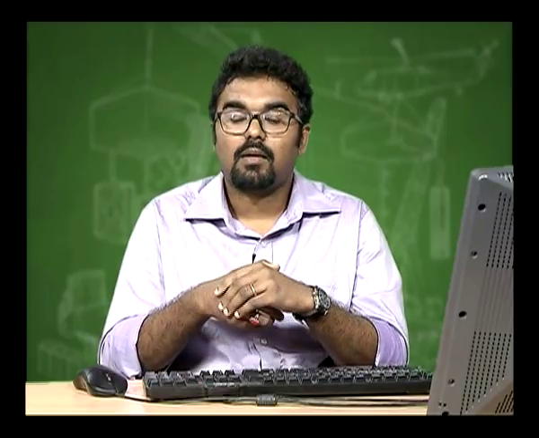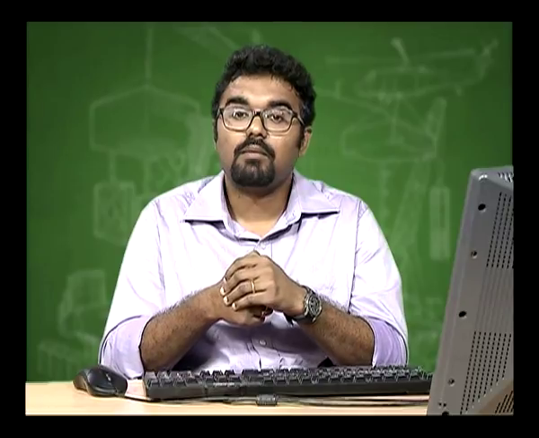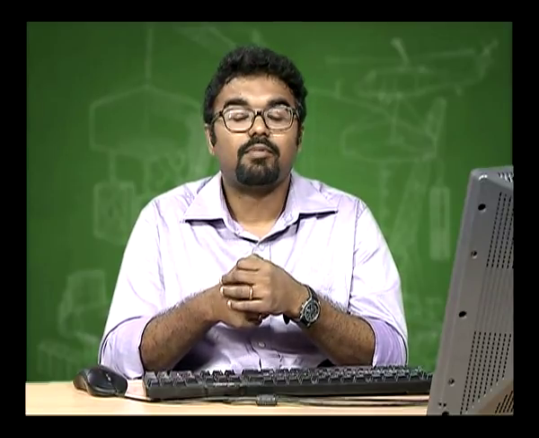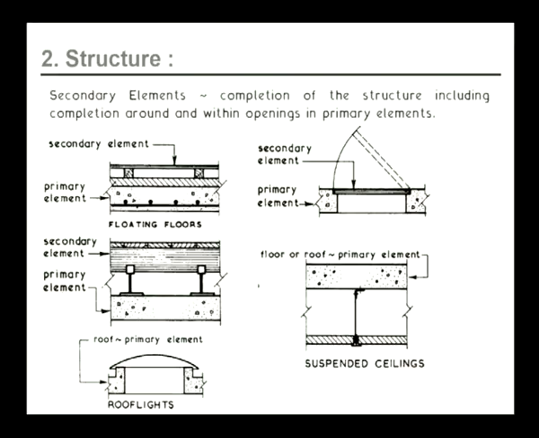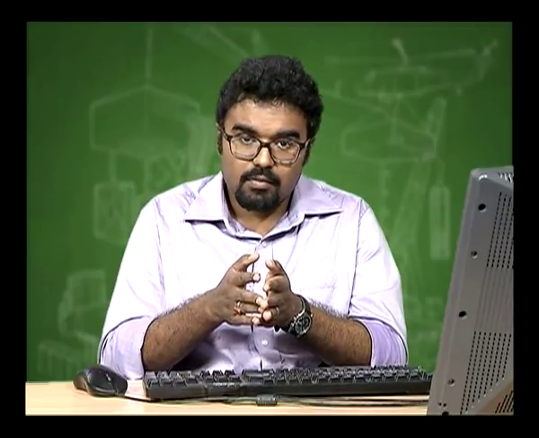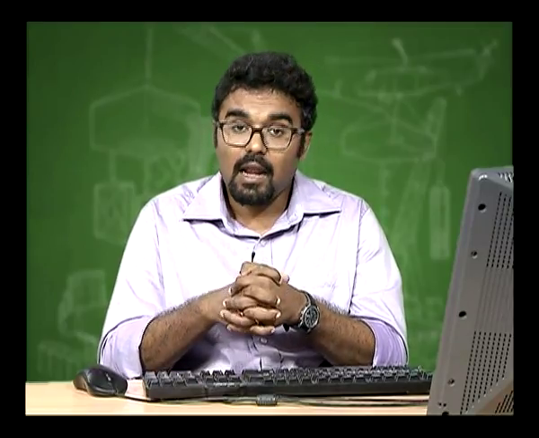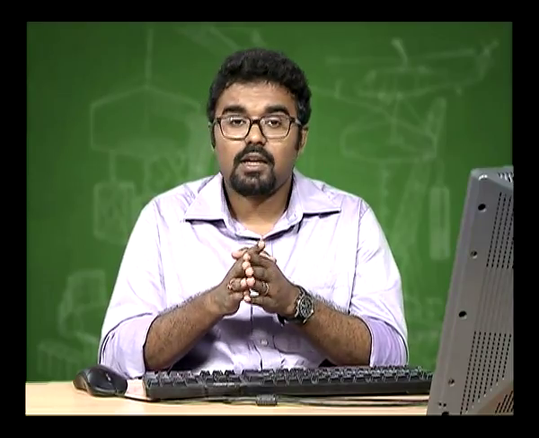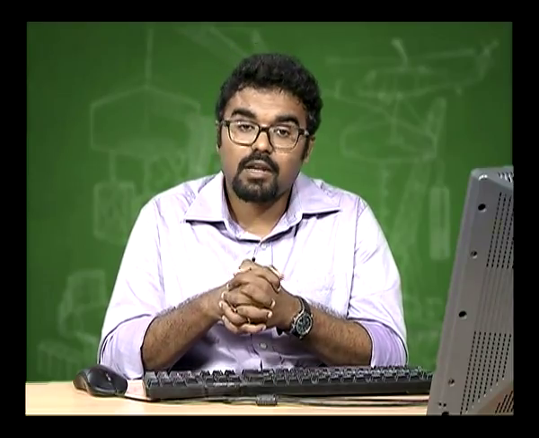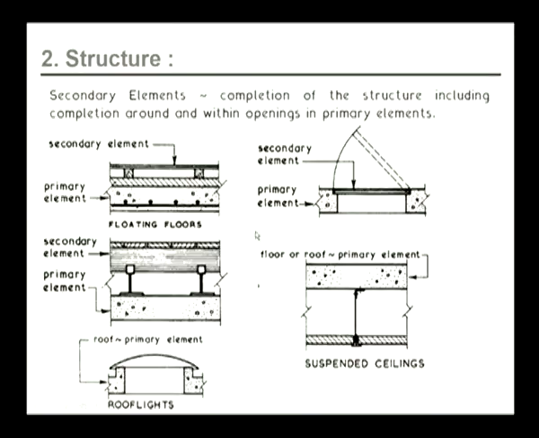Coming to the secondary elements. Secondary elements are nothing but the completion of the structure, including completion around and within openings in primary elements. What I mean to say is, these secondary elements are nothing but the finished product what we see. We have a wall. The wall is a primary element. On top of it, we do plaster. The plaster is again a primary element, but on top of it we do a painting. For example, we do POP, we do painting, that finish can be called as a secondary element. There are a few examples that I have brought here.